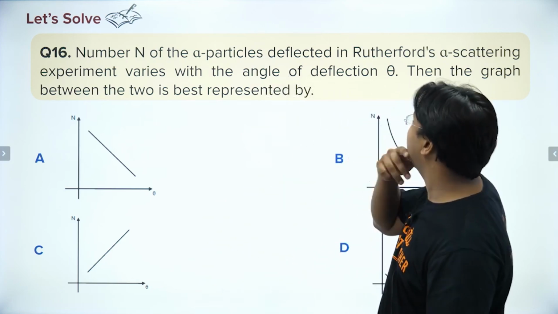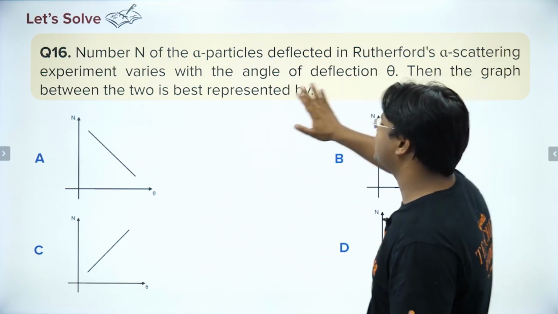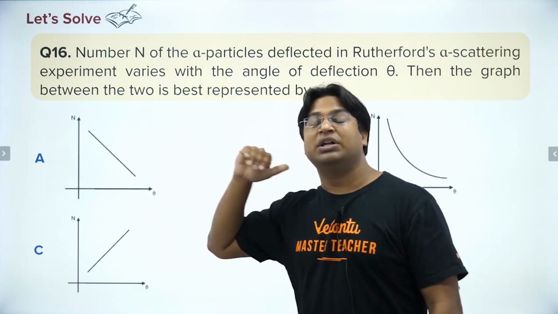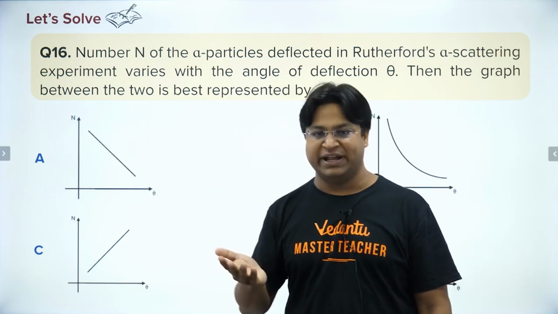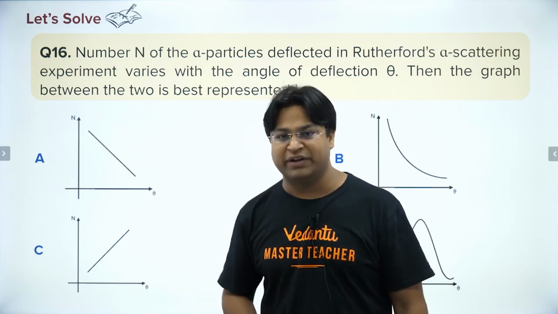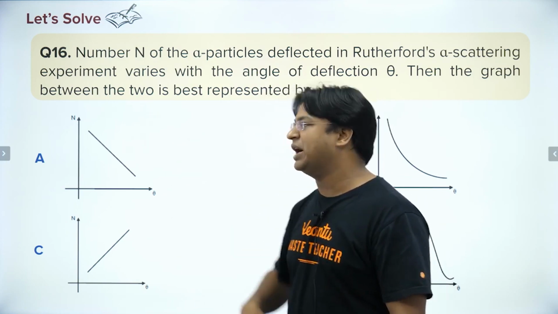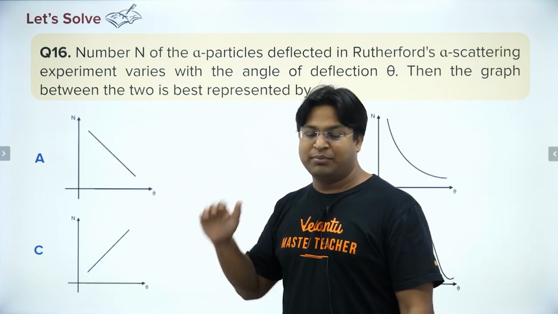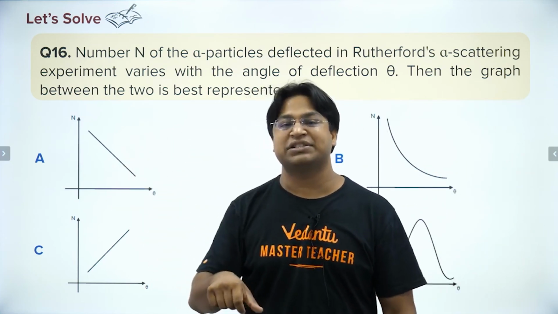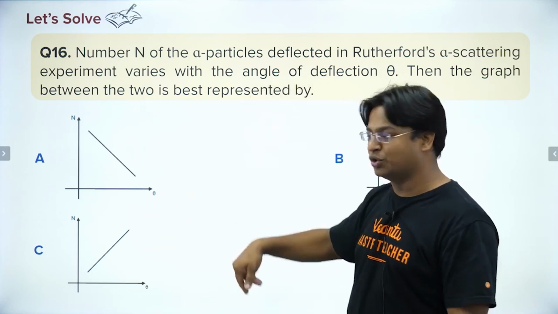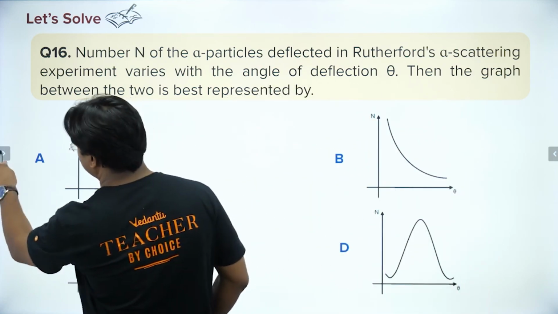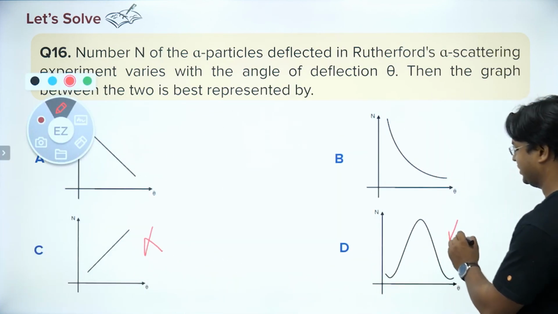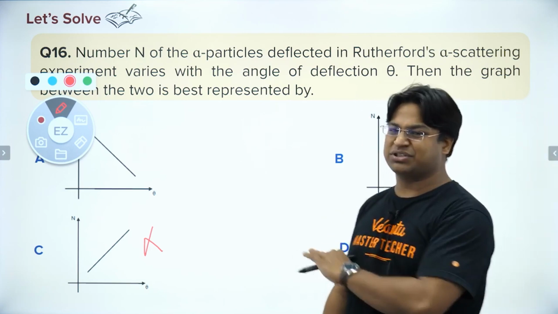Now this question says that the deflection angle is theta. So we expect that when theta is close to zero, the number of such particles would be very high, because the majority of the particles will go undeviated. As theta is increasing, the number should go down, because deflection is becoming large and the number of such particles is coming down. So that rules out certain options. That rules out this possibility, because it shows that the number increases, then it decreases. Such a pattern doesn't happen.